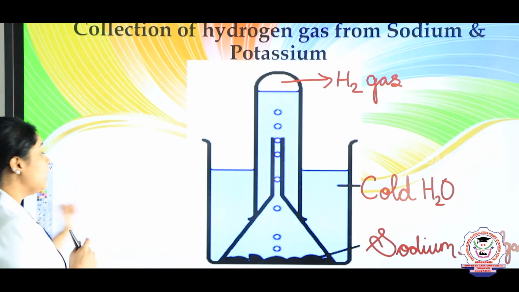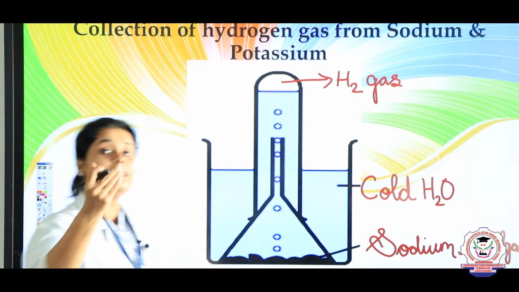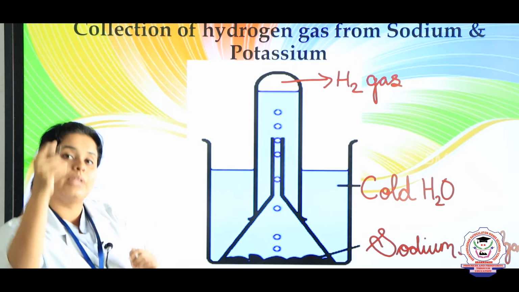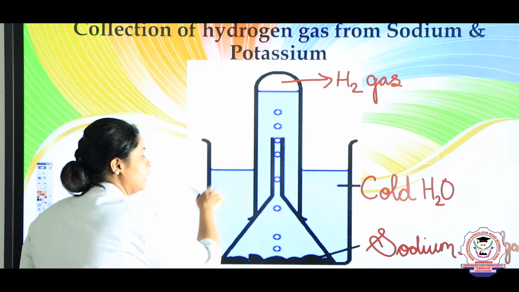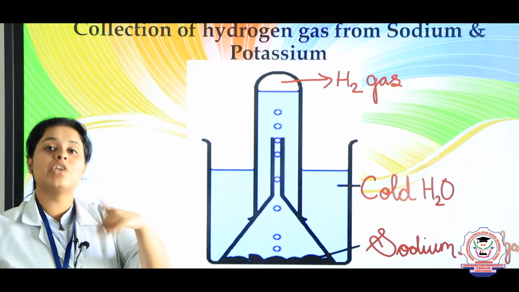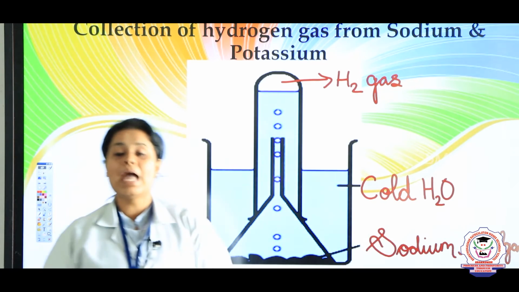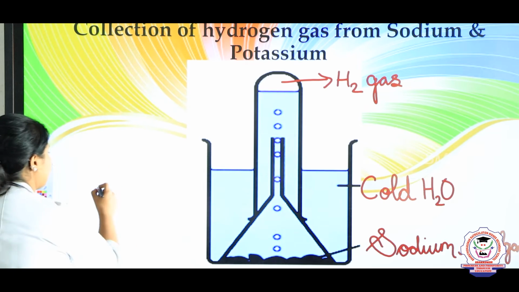Also, in this reaction, if you take a litmus paper, here we are taking a red litmus paper, and pour it down in this water, the red will change into blue. That shows that my solution became alkaline.